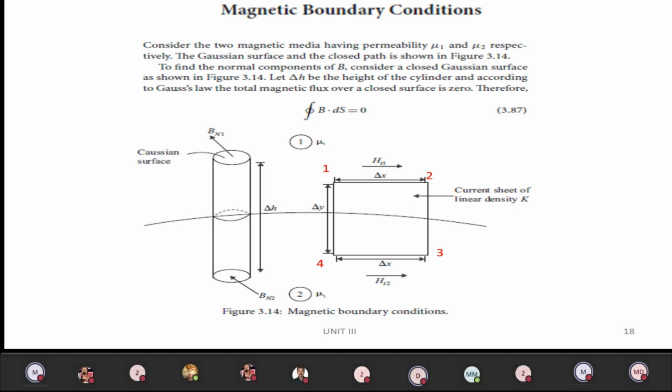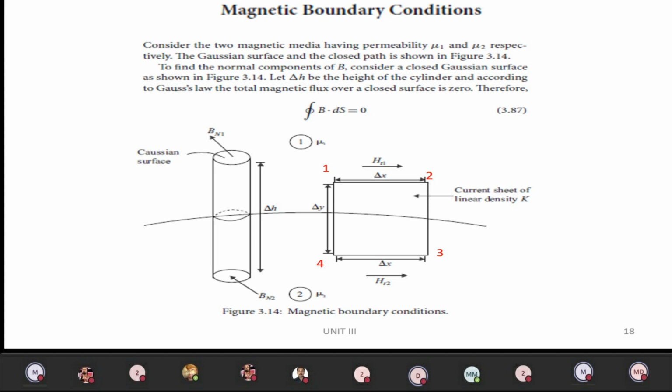There we derived ET1 equal to ET2 and DN1 equal to DN2. That is, the tangential component of electric field intensity is continuous across the boundary, and the normal component of electric flux density is continuous across the boundary. Those are the two things we derived on the dielectric concepts. The same thing you can obtain here for the magnetic materials.